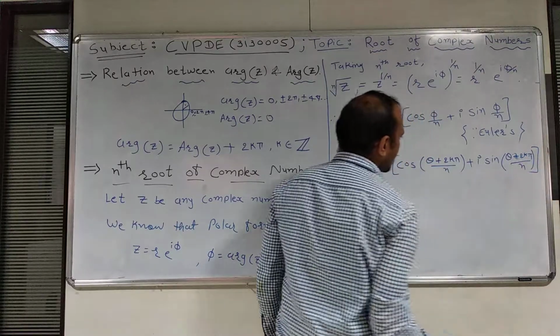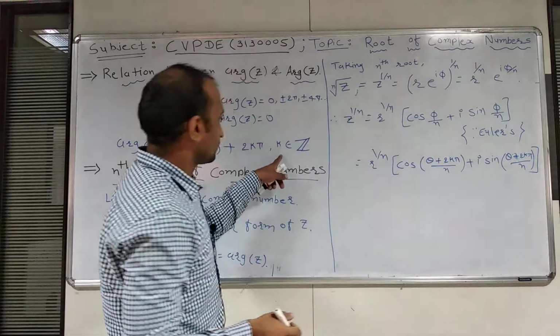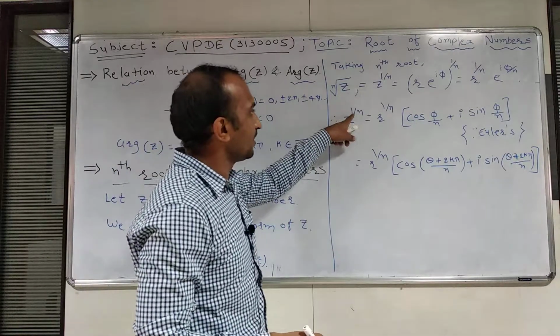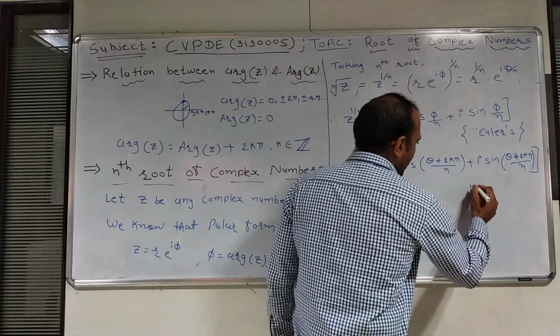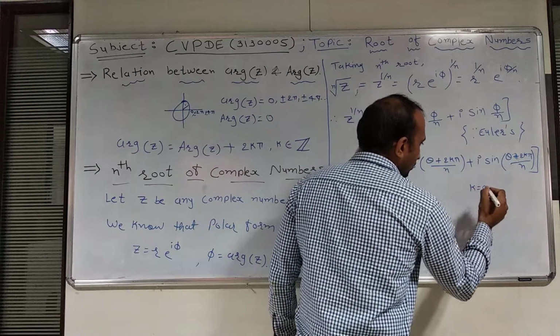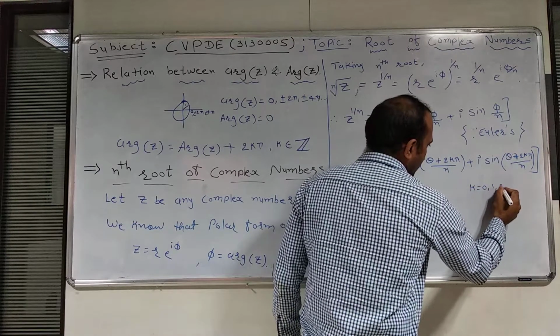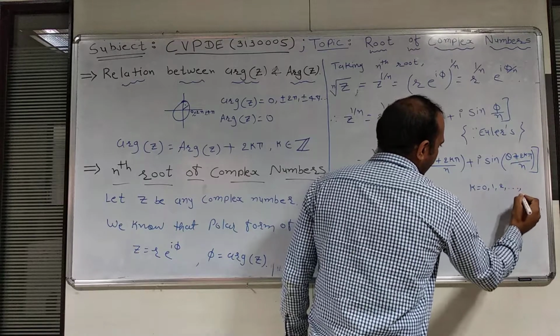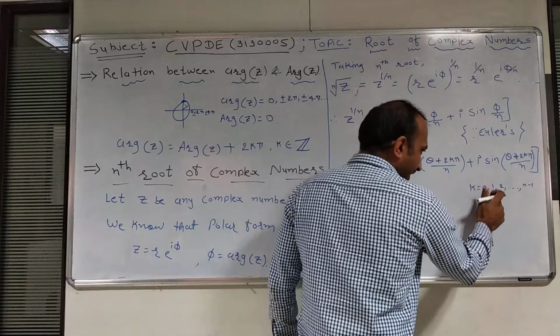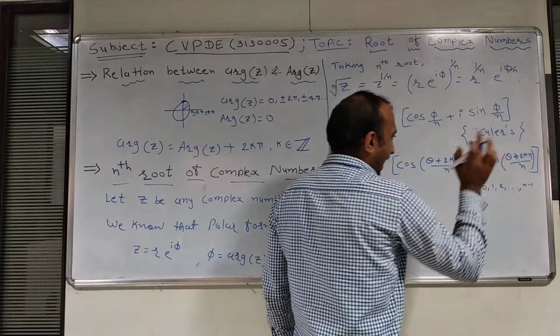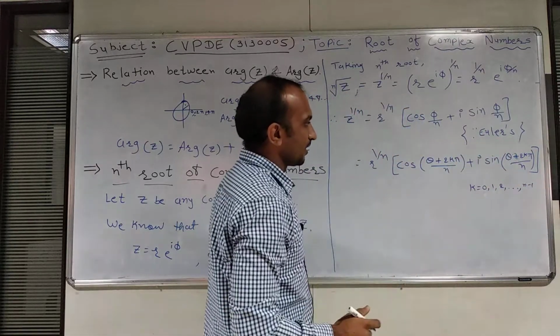Now this gives, because k belongs to Z, but here we need n roots. So k is running from 0, 1, 2 and so on up to n minus 1. 0 is the first root, this is the second root, third root, and this is the nth root, which is our requirement.